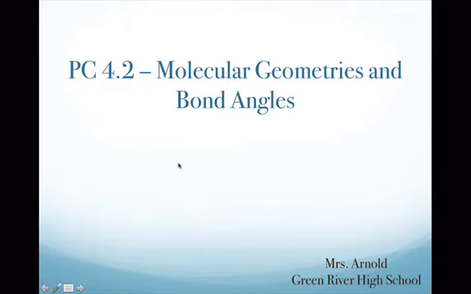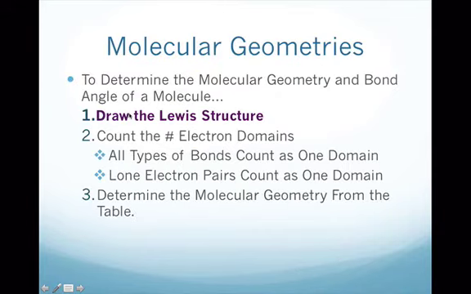For podcast 4.2 for chemistry, we're going to talk about how you find the molecular geometry and the bond angle of the Lewis structures that you draw. So you need to make sure you have that table of molecular geometries in front of you. We talked last podcast on how you actually draw these structures. Now we're going to figure out what they look like. What are their shapes? What are their bond angles between all of those different atoms?